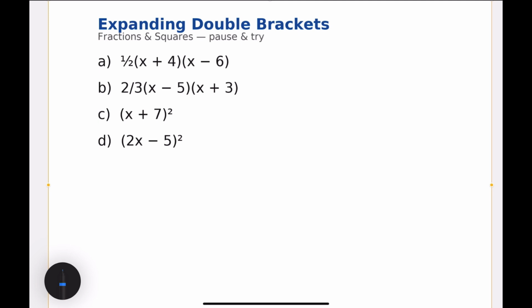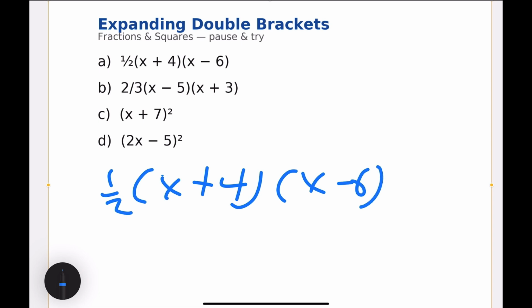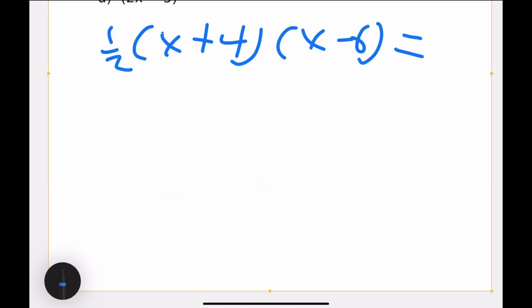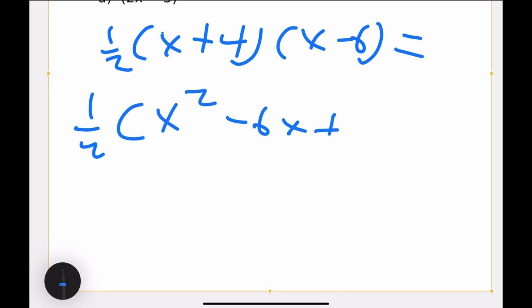So part A, we have half outside the brackets, and then we have x plus 4 and x minus 6. So the first thing I would do in this question is expand the double brackets and then worry about the half. So half brackets. So now we expand the double brackets as usual. So we get x squared minus 6x plus 4x minus 24.